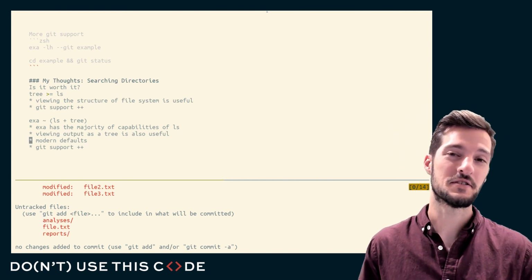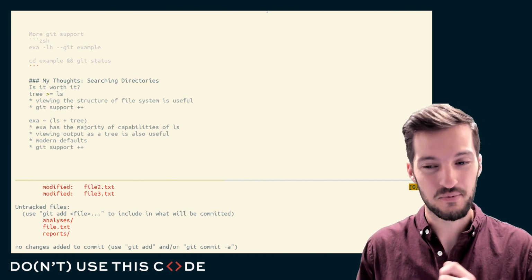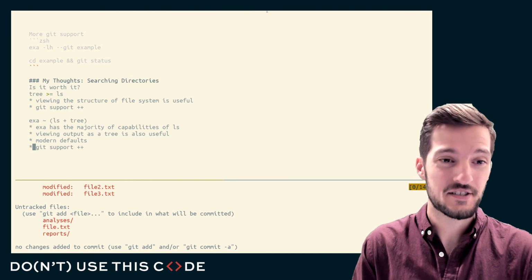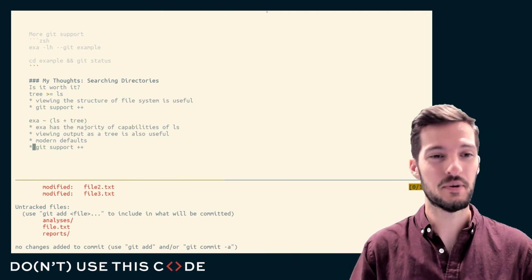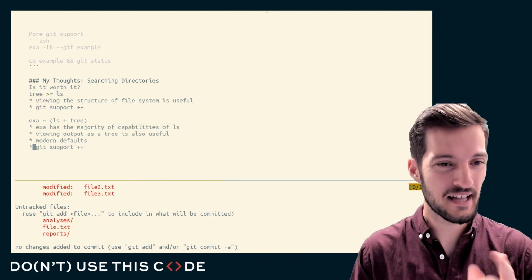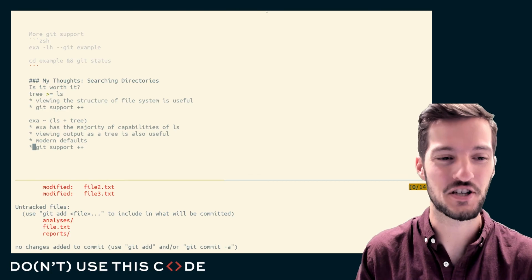You have modern defaults, right? Defaults to color, human readability, and it supports Git. And so to summarize all this, I will be using exa, I will be using tree. However, this does not mean I will ever stop opening up a terminal window, typing ls just to see what's there.